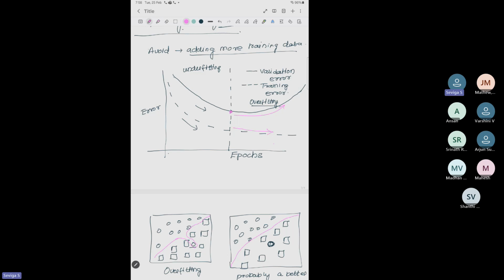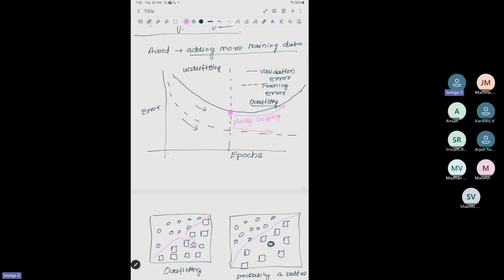Is it clear? So what we will do is that at the moment we understand the validation error is going high, at that point we will stop the training. We are not stopping the training very early, or very late after learning many things. We are stopping at the right moment when the validation error is going high. This concept is called early stopping.